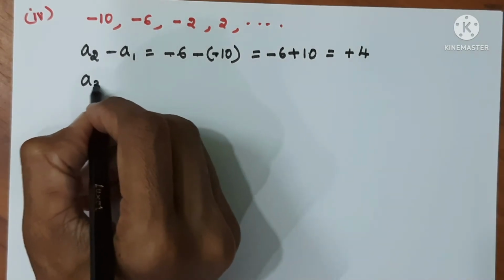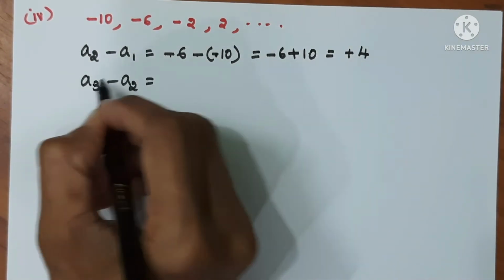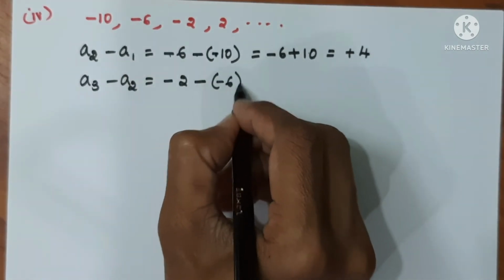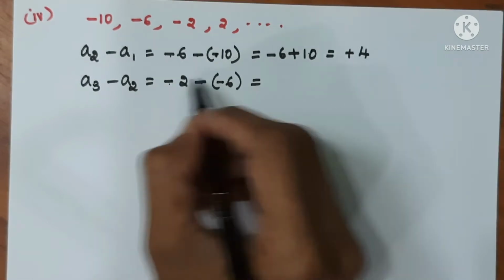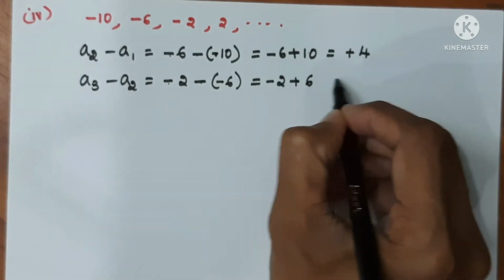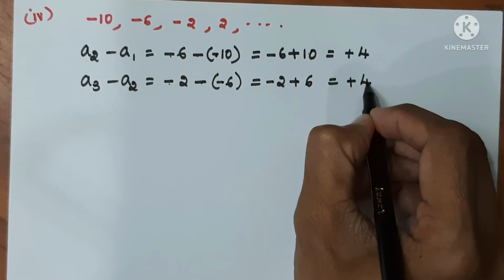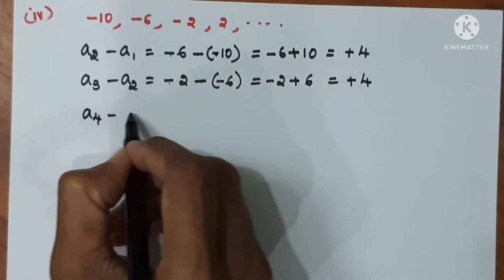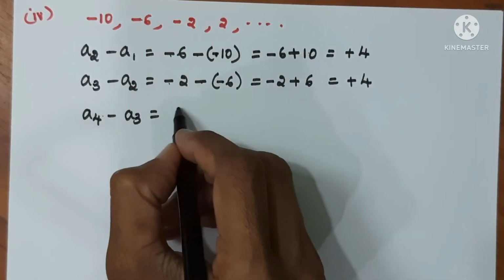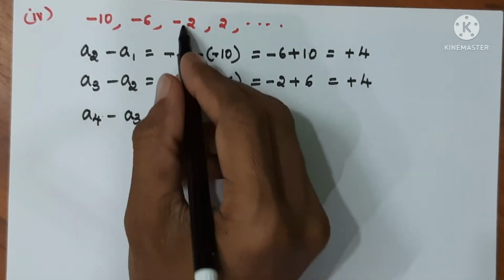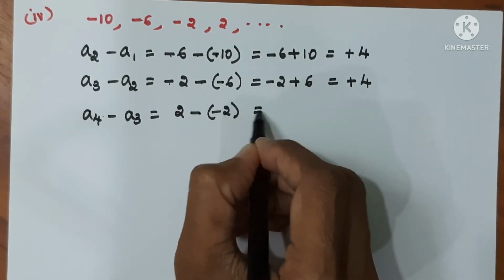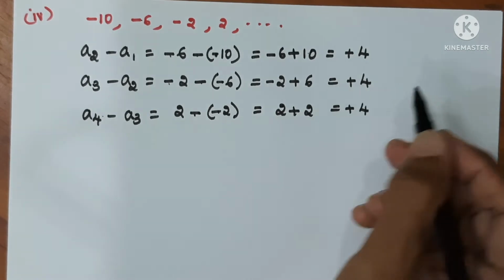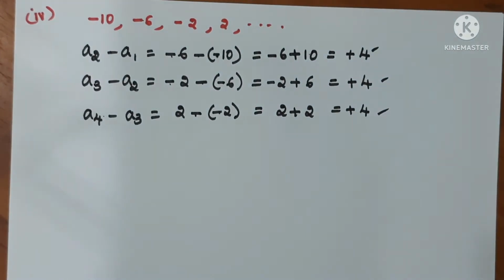Again A3 minus A2 equal to, third term is minus 2 minus, second term is minus 6. Here minus into minus is plus, minus 2 plus 6. Again we get the common difference as plus 4. Again we have to check the next one. A4 minus A3 equal to, fourth term is 2 minus, third term is minus 2. Here minus into minus is plus, 2 plus 2 will be equal to plus 4 again. Here you can clearly observe that the difference is common.